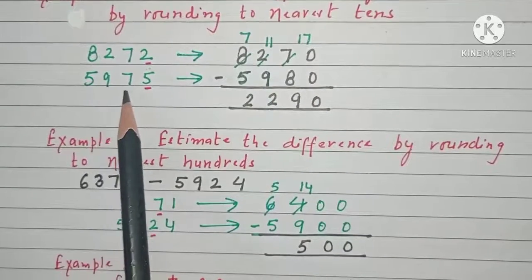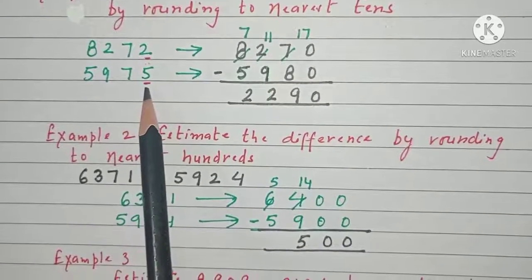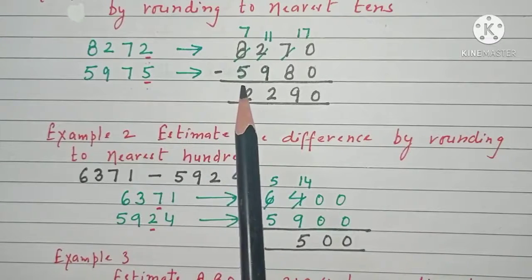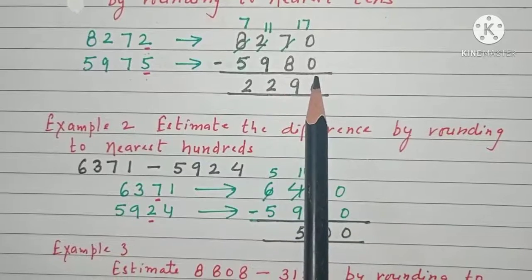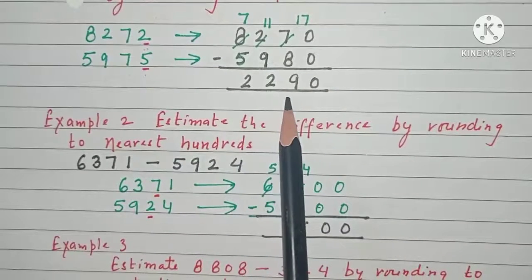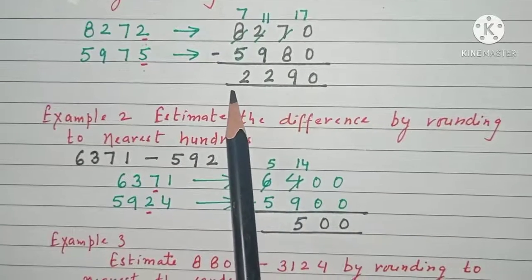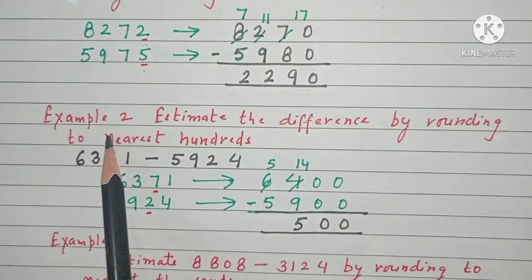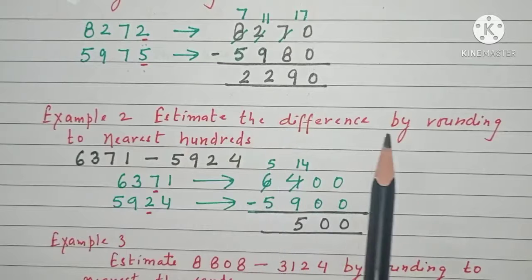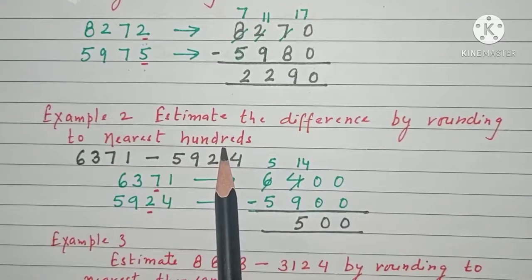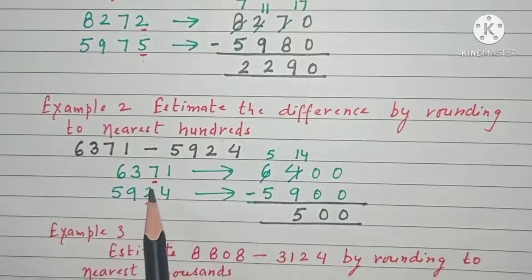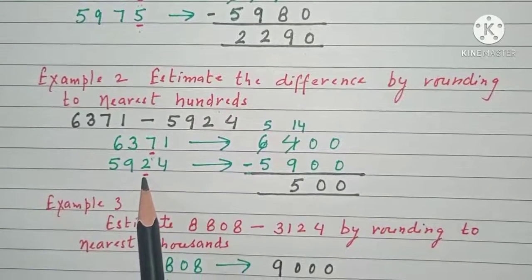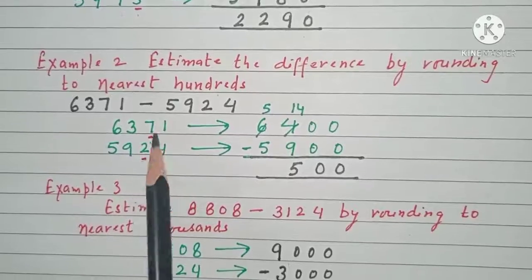8270. In 5975, the ones place is 5, so rounding it off to tens will be 5980. On subtracting, we get the estimated difference as 2290. Example 2 is to estimate the difference by rounding to nearest hundreds. And for rounding off to nearest hundreds, we need to consider the tens place of the given number.